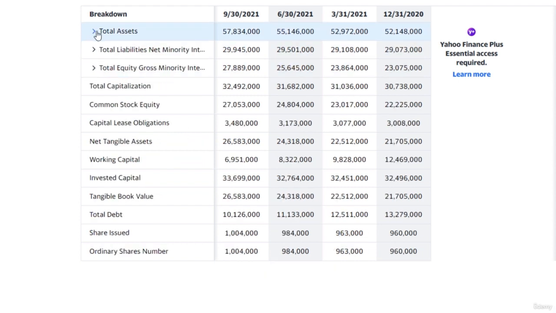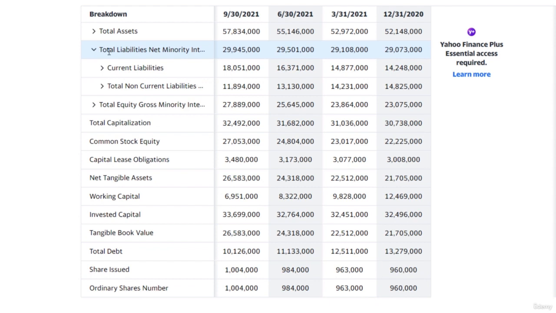So these are good things. These are our assets. These are things that are worth something. Now, we owe money, too. We owe things, and that's where we have our total liabilities. And so if we look at total liabilities, that's where you have your same current liabilities, things that are due within a year, and non-current liabilities.